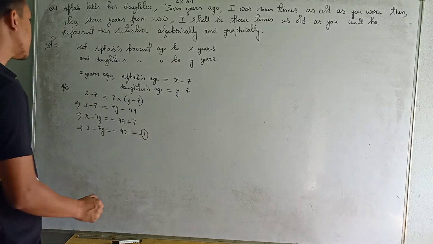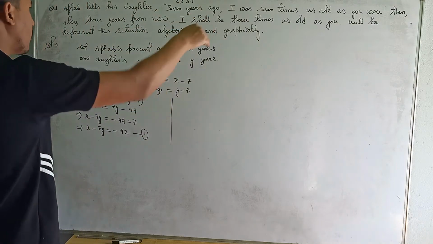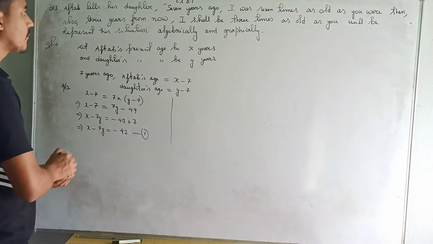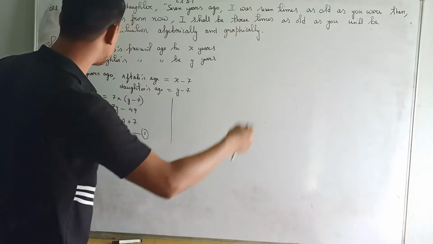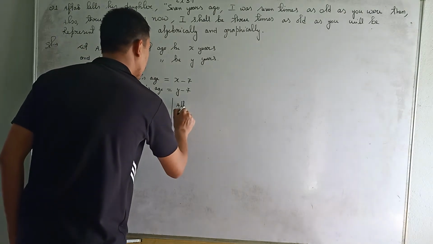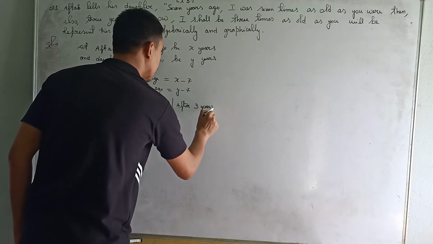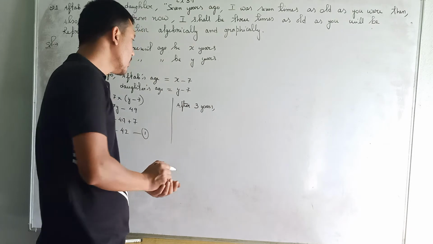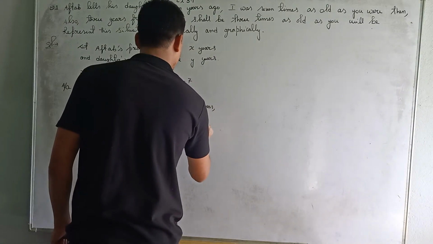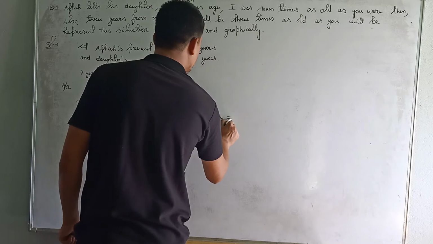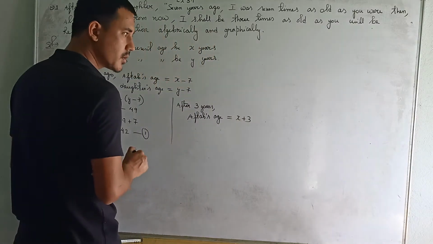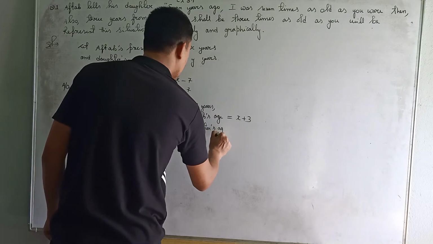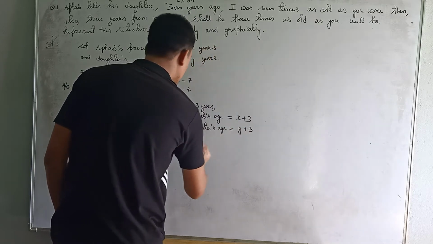Alright? The second part says 3 years from now, which means Aftab is talking about the future now. After 3 years. See, Aftab's present age is x years. After 3 years, he will be 3 years older, so his age will be x plus 3. His daughter also will be 3 years older, so y plus 3.